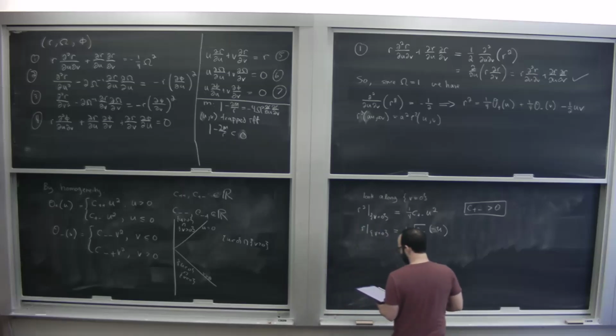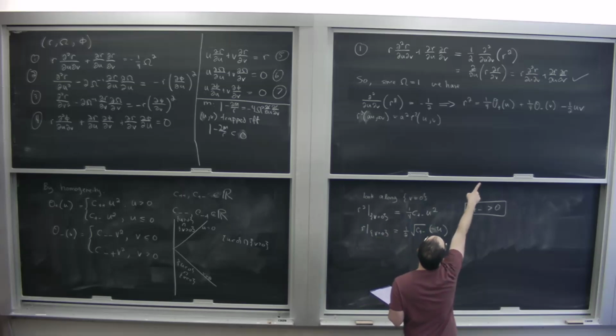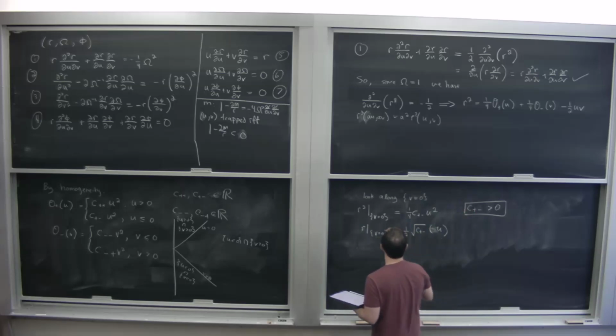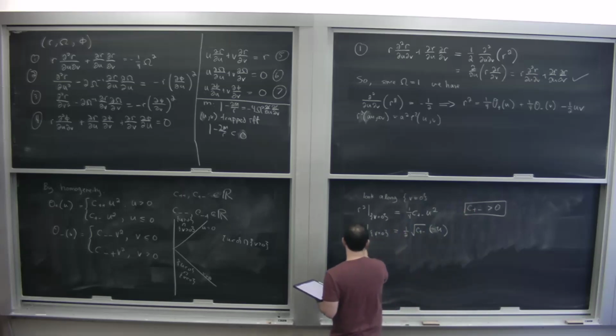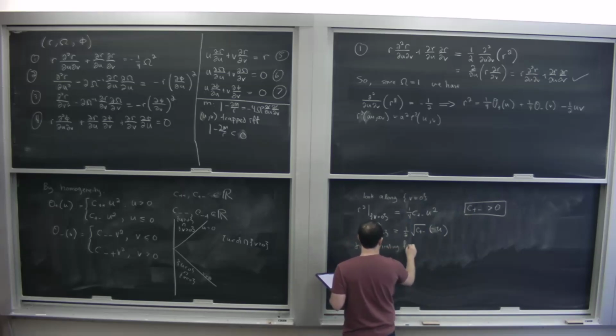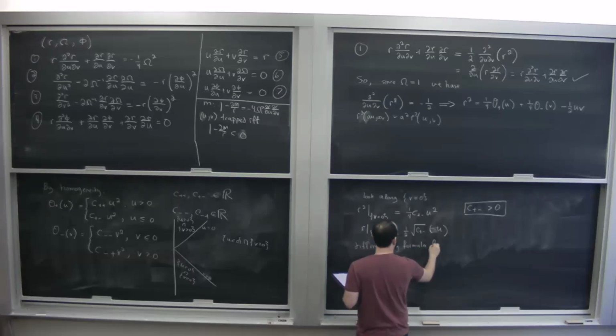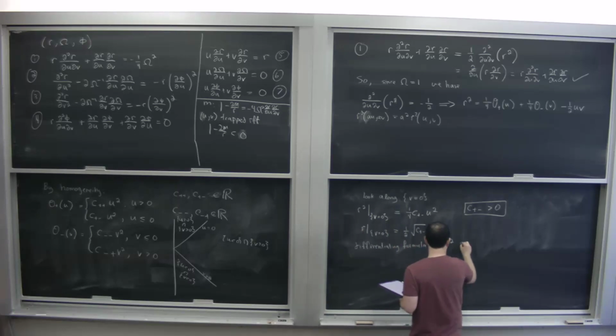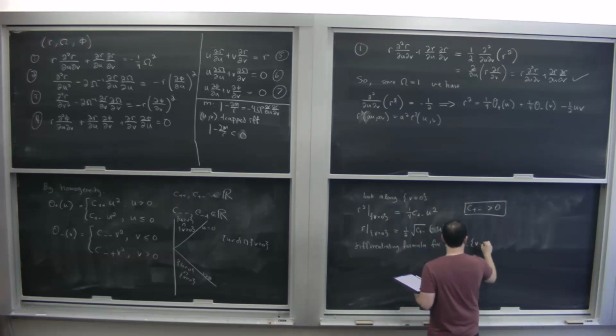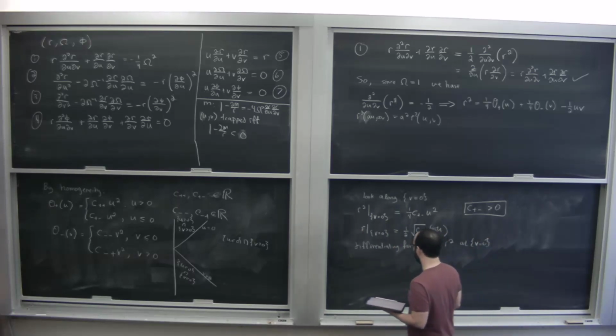Okay, some further things that we can look at. We can also compute, just by differentiating the formula for r squared at v equals 0, and then at v equals 0, we find the following thing.